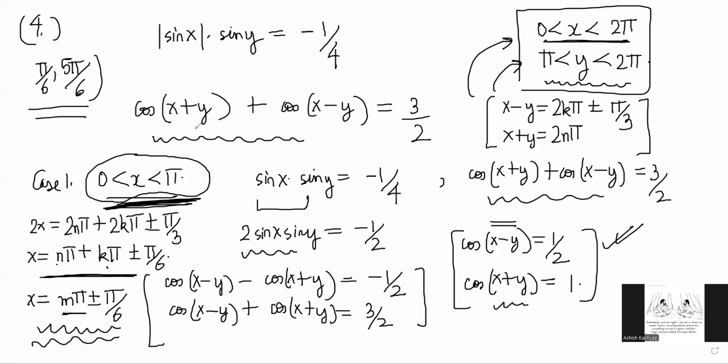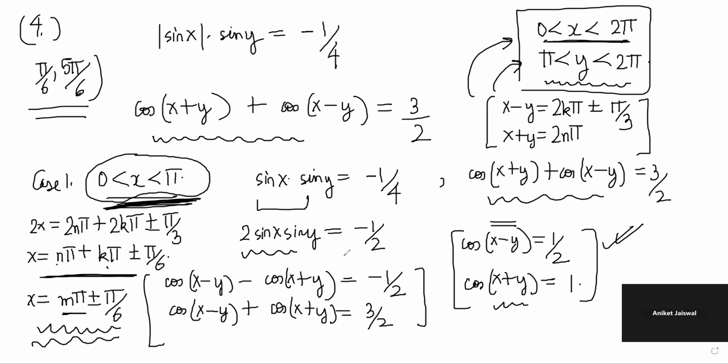And similarly, you have to solve the other case where x is between pi to 2 pi, then you will take minus sin x sin y, and the same steps have to be done. This time you will have 2 sin x sin y is equal to plus half. Correct?